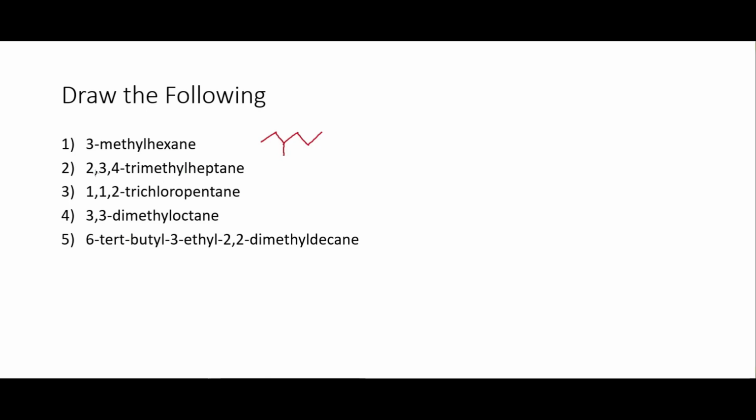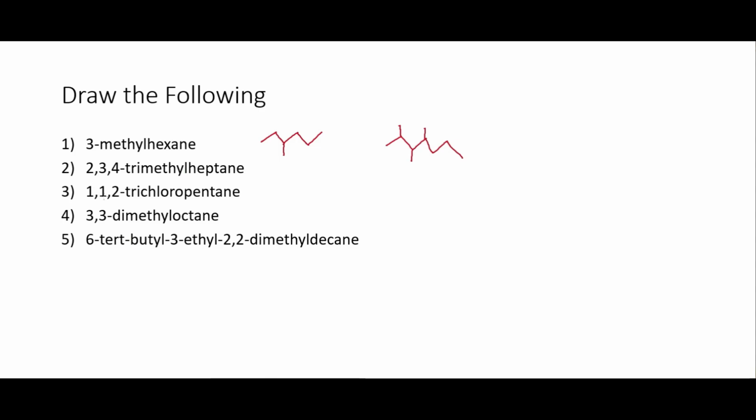Then we have 2,3,4-trimethylheptane. So we want to draw our heptane. So 1, 2, 3, 4, 5, 6, 7. So that is a 7-carbon hydrocarbon. We have methyls, where trimethyl on the second, on the third, and on the fourth carbon. So that would look like that.